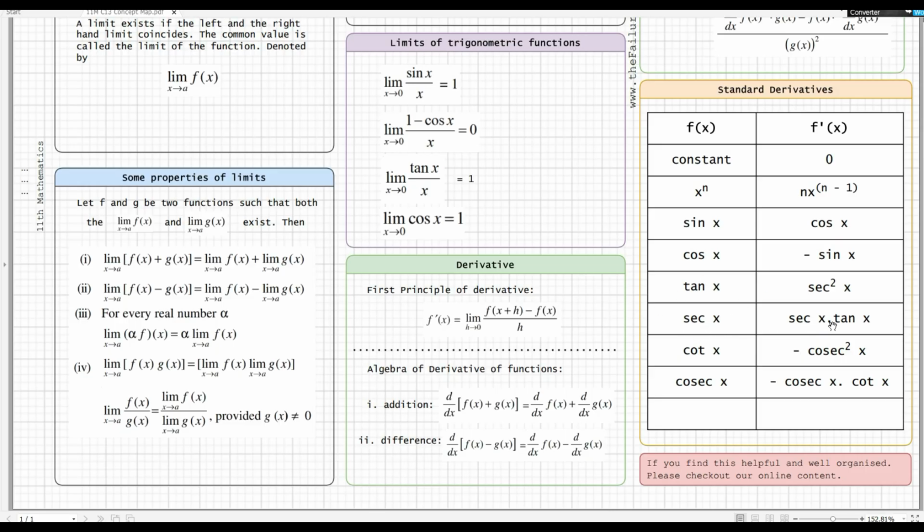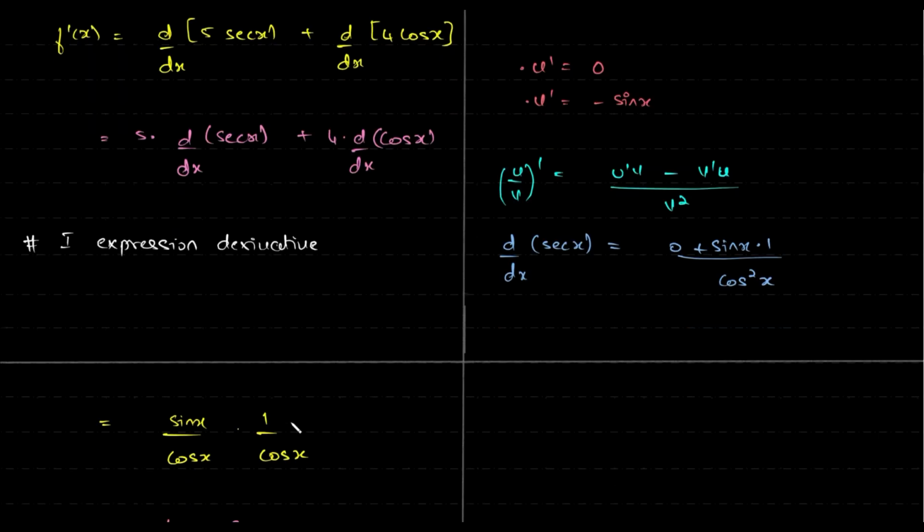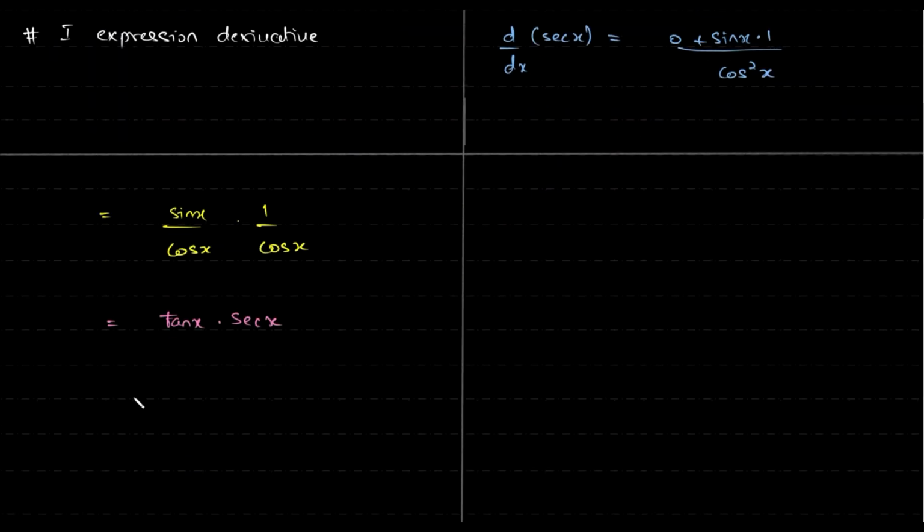So the derivative of secant x is secant x into tan x. If it's an MCQ or 1-marker question, you can directly write the answer. If not, you need to show this calculation. Okay. And finally, we can then write the answer.